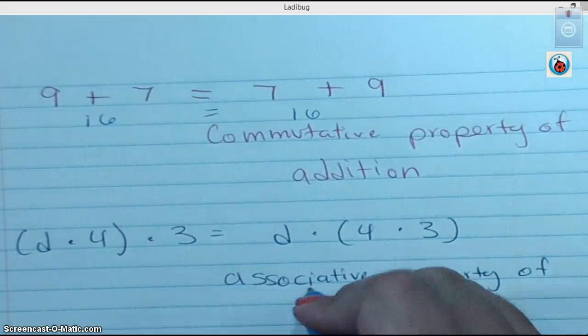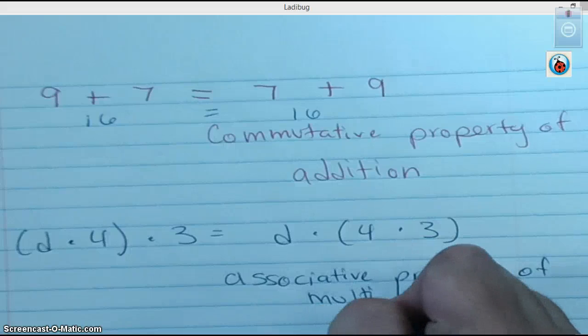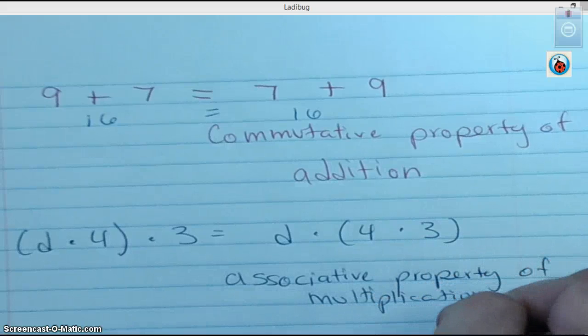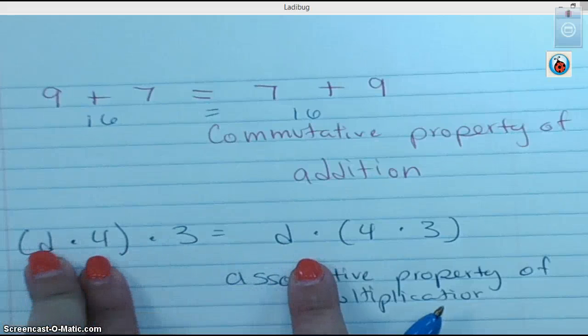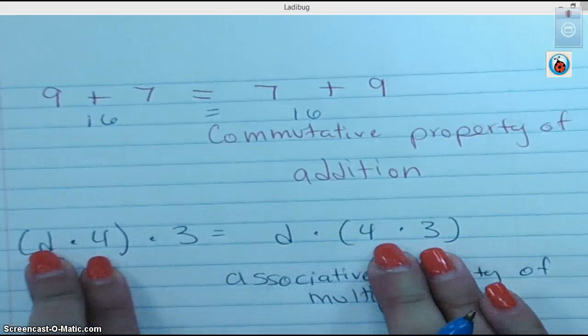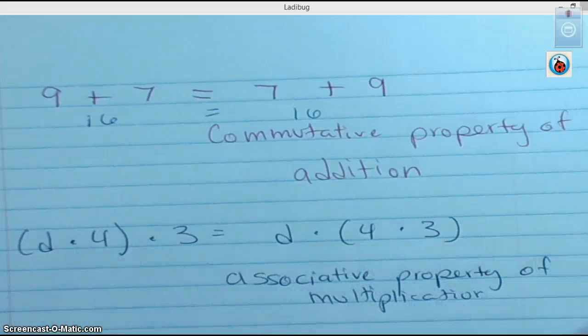Luis, can you tell me why? So just when we're multiplying and we're multiplying two numbers first, and it's all multiplication, does the order really matter? No. We would still get the same answer.